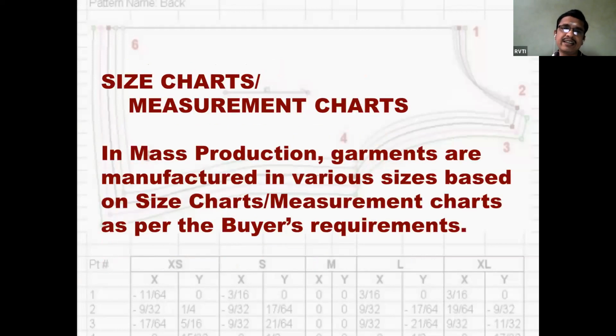What do you mean by pattern grading? And before that, what is the main use of pattern grading? Why do we have to do it? In ready-made garment factories, in mass production, garments are manufactured in various sizes. The buyer may give a measurement chart with different sizes, and if you follow a size chart, it will have different sizes. So we have to prepare the garments on the basis of the buyer's requirements, and the garments may be in different sizes.